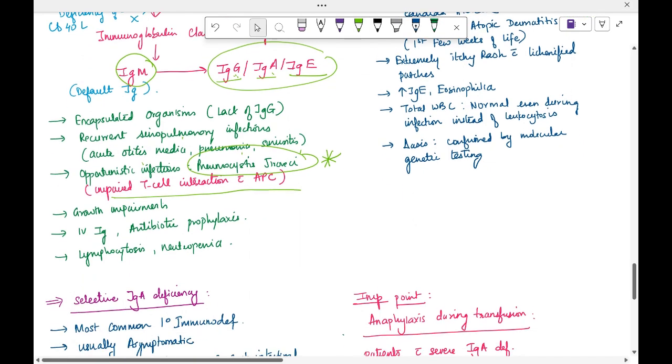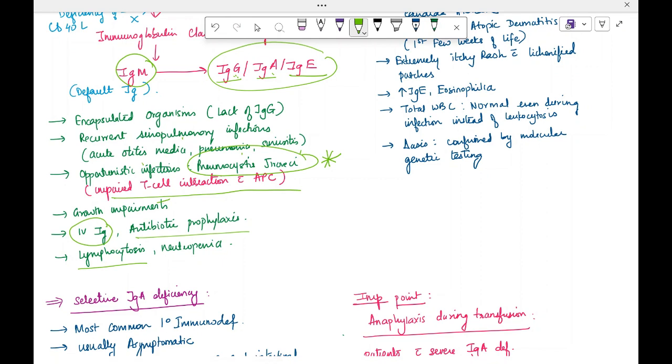Growth impairment is there as a result of this. The treatment is again IV immunoglobulin and antibiotic prophylaxis. There will be lymphocytosis because there is no problem with lymphocyte production, but there is a deficiency in the CD40 ligand. So, lymphocytosis, and because there is a deficiency in the CD40 ligand, there will be a neutropenia.